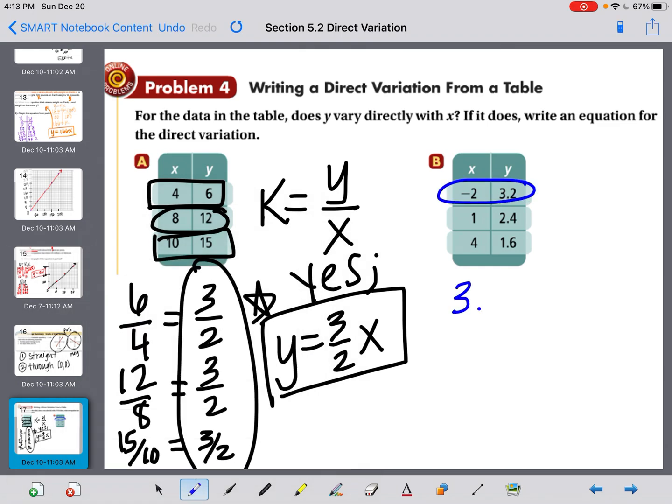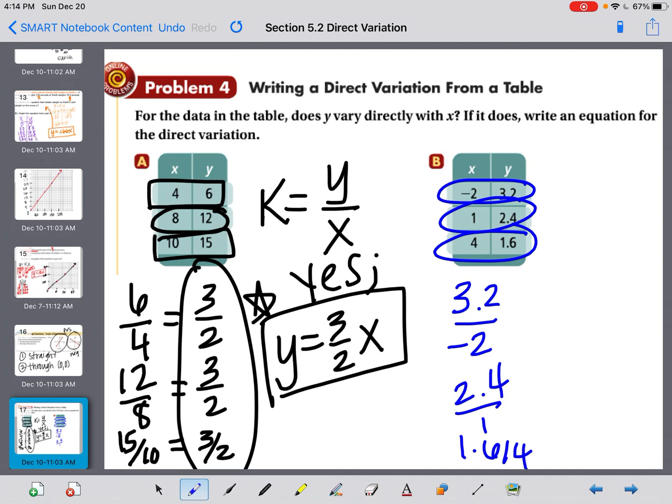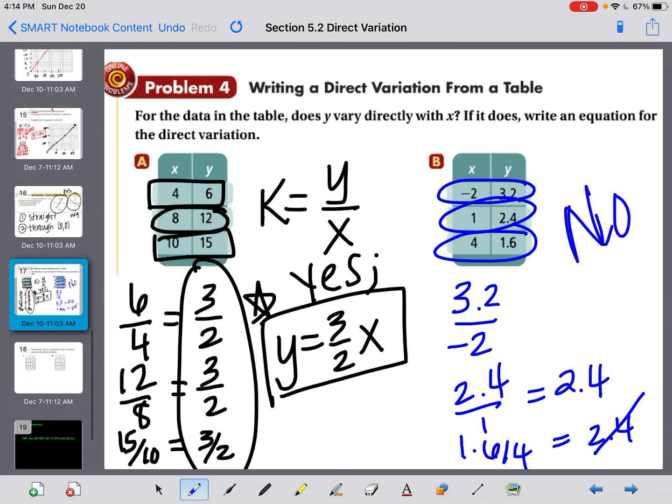Start with this one. 3.2 over negative 2, 2.4 over 1, and 1.6 over 4. Well, I know that 2.4 over 1 gives me 2.4, and that 1.6 divided by 4 does not give me 2.4. So these are already not the same, so this is just no, not a constant of variation, not a direct variation.